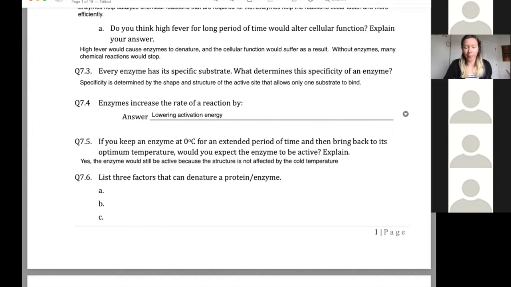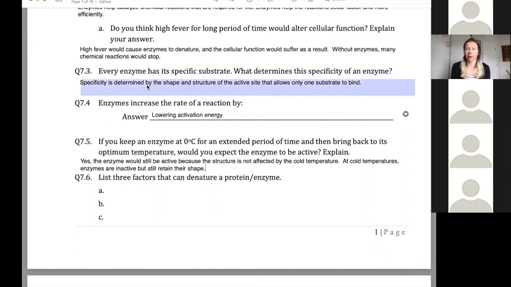So what does the cold temperature do then? If it doesn't affect the structure, what does it do to an enzyme? It's inactive because of the lack of kinetic energy. Yeah, exactly. So at cold temperatures, enzymes are inactive, but they still retain their shape. So they're not denatured like they would be at a high temperature. They're just kind of dormant.